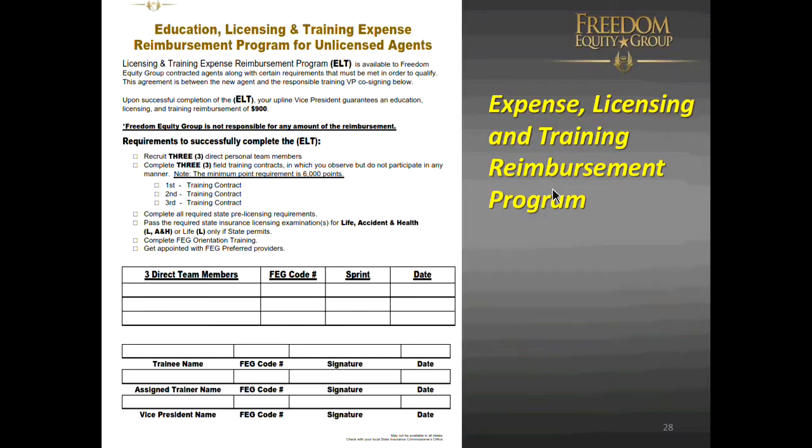Now remember, the license in most states is only about $350. When all the expenses are said and done, you actually do make a profit in most cases. So we're going to pay you within your first 30 days if you follow our system. And following the system can be easy if you have the right leaders in place.